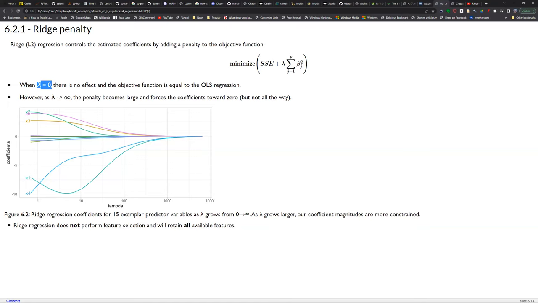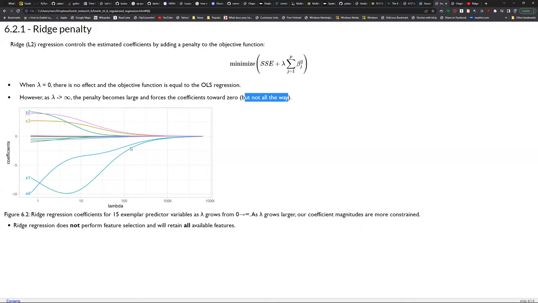But as lambda goes to infinity, the penalty becomes large and forces those coefficients towards zero, but not all the way. We're going to see that this is a big difference with the lasso regression, okay? The ridge penalty is going to try to take those estimated coefficients that are big and make them a little bit smaller. They're going to go towards zero, but not all the way. In other words, they're going to be asymptotic towards zero, but not reaching zero, right?